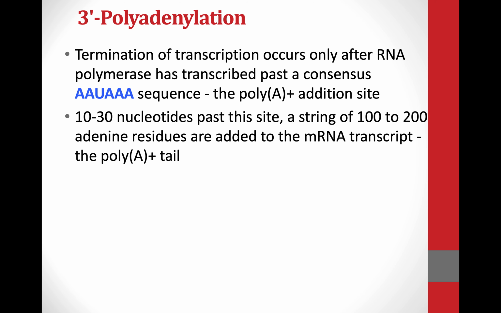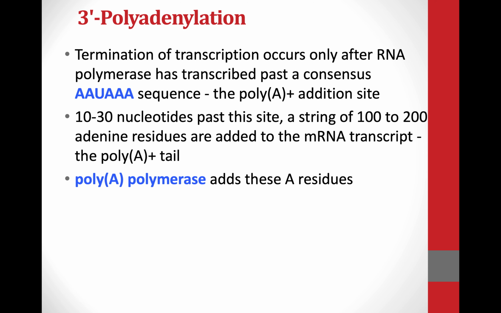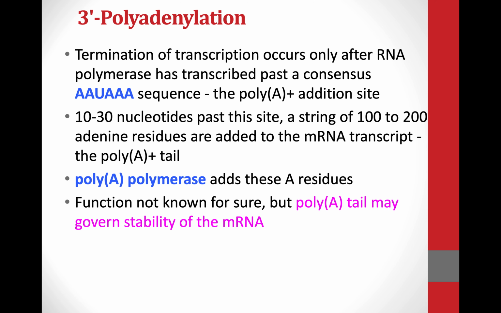So around 10 to 30 nucleotides past this site, a string of around 100 to 200, the length varies, adenine residues, only A's, are added to the mRNA transcript, and this is your poly A tail. That's why it's called poly A, everything is just a string of A's. So poly A polymerase adds these A residues, and the function is not known for sure.